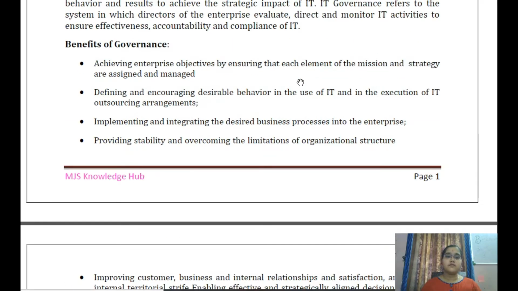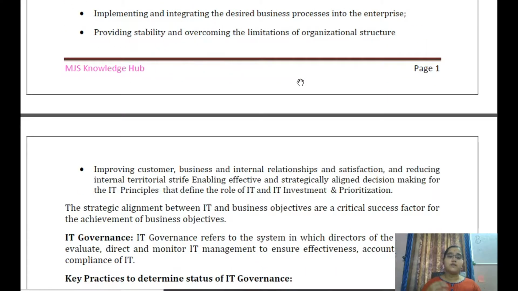So what are the benefits of governance? Achieving enterprise objectives by ensuring that all elements of the mission and strategy are assigned and managed, defining and encouraging desirable behavior in the IT and in the execution of the outsourcing arrangement, implementing and integrating desired business processes in the enterprise, providing stability and overcoming the limitations of the organization structure, then improving customer business and internal relationship and satisfaction, reducing territorial strife, enabling effective and strategically aligned decision making for the IT principles that define the role and IT investment and prioritization.